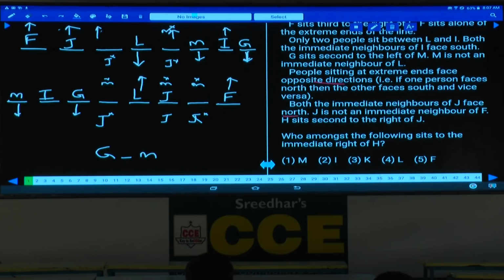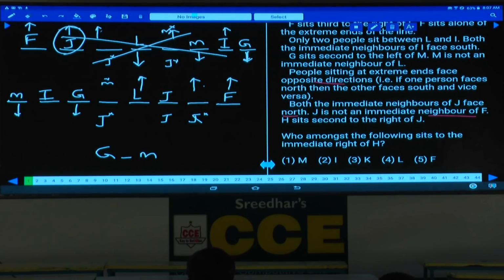And both the immediate neighbors of J are facing towards north, which means this L is facing north and this other person is also facing towards north. J is not an immediate neighbor of F, but in the first case, F and J are adjacent to each other. Hence, this case is completely ruled out. Now, we are left with only one case. And H is seated second to the right of J.